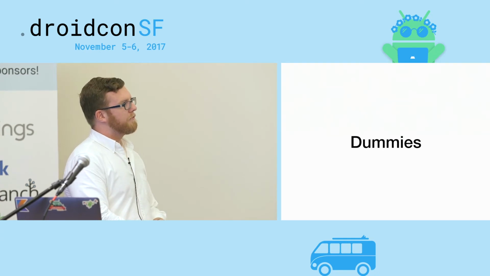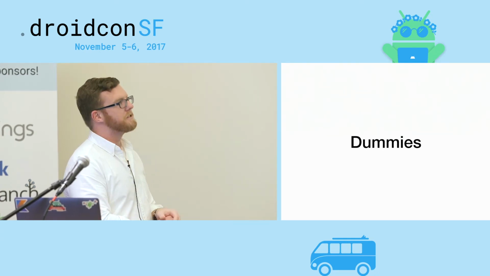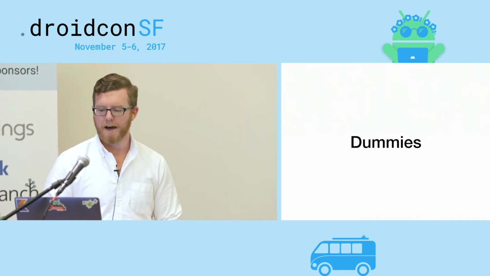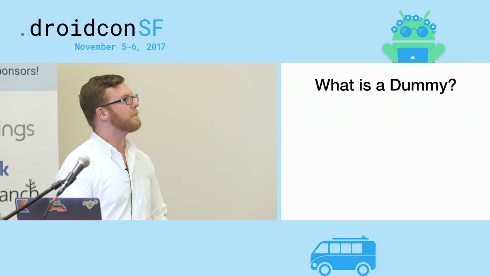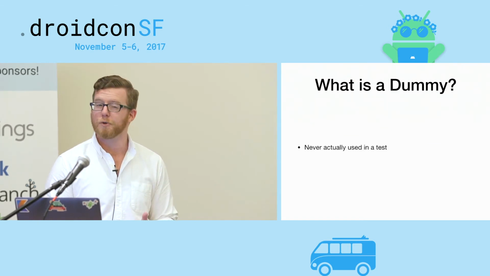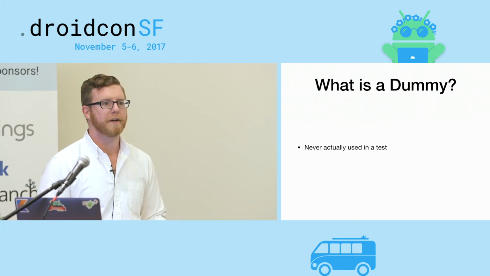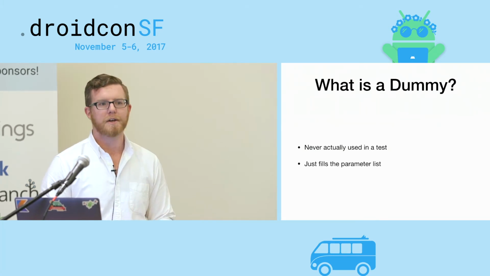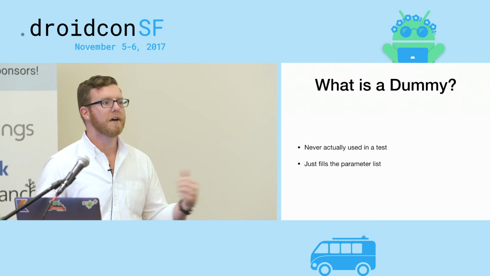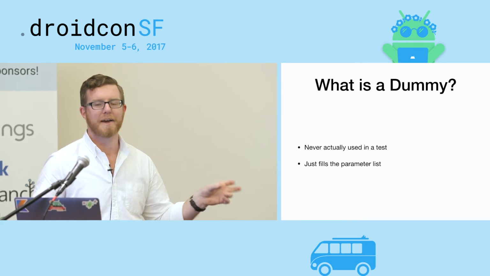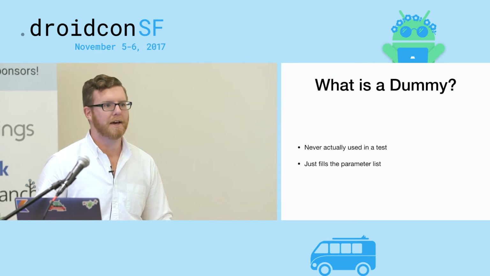Next, probably my favorite name for a mock object, and this is dummies. Dummies are probably the easiest mock object to understand, because, well, what is a dummy? They don't actually do anything in your tests. They just kind of sit there, and basically their role is to fill parameter lists. So if you can't pass in, say, null for a parameter, or if it's required, you basically make a dummy object and pass that in instead.